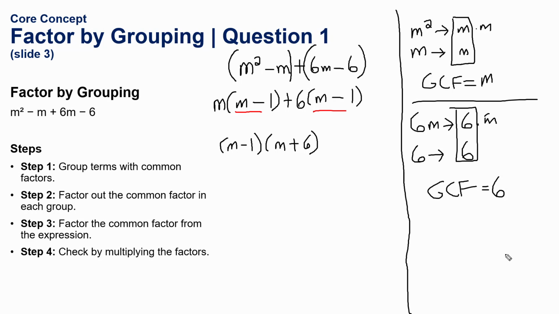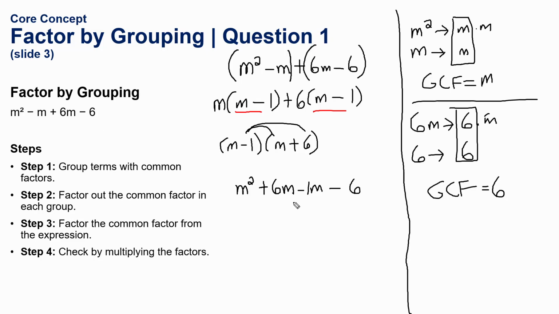So essentially, in this case, you would use what's called the FOIL method. So you would do first, m times m. M times m is m squared. Then you would do the outer. So FOIL is first, then the outer, which is going to be m times 6, which is 6m. Then you would do, let me go ahead and erase this so you can see it, the inner, which is negative 1 times m. So that would be negative 1m. And then we would do last, which is negative 1 times positive 6, which is negative 6.